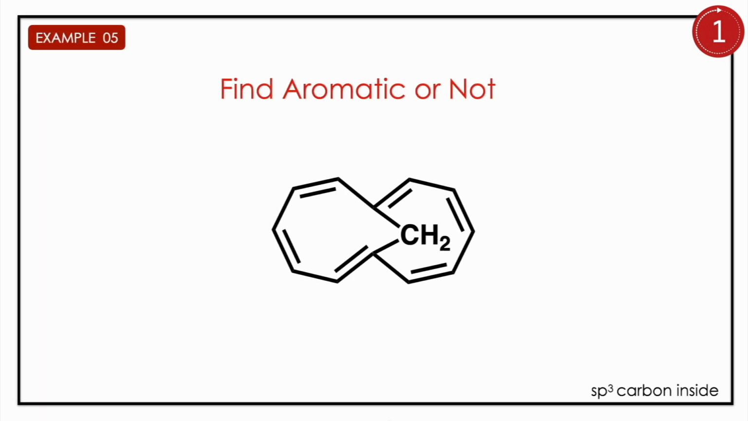Then the next example. Here you have a connected system. One side a 7-member ring, another side also a 7-member ring. In the middle you have CH2. CH2 is an sp3 hybridized carbon. So you should find whether the given compound is aromatic or not.